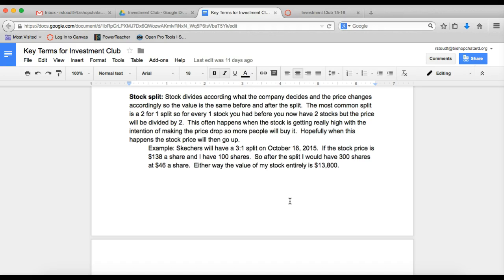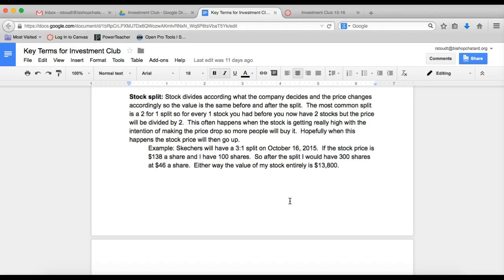But I actually looked this up, for instance, and the company Skechers, the ones that make the shoes, will have a 3-for-1 stock split on October 16th in 2015. Let's say the stock price was originally $138 a share and I have 100 shares. The company will decide a date in the future when they will do this, and they will say you have to own the stock by a certain date in order to qualify for the split. So on October 16th, instead of 100 shares, I'll now have 300 shares.